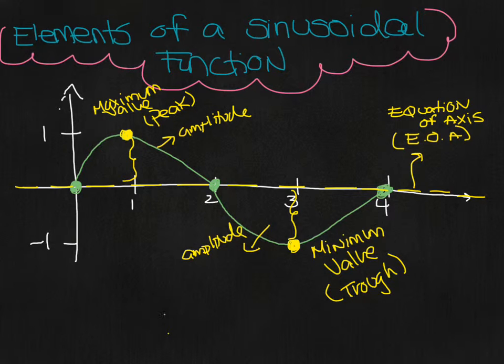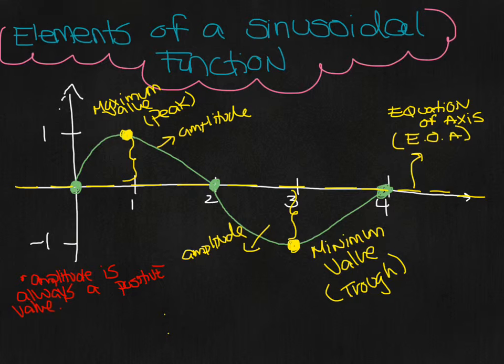Now, I want you to make a very important distinction here. Amplitude can never be negative. It is always a positive value. The negative just tells you the direction in which you are measuring from the equation of axes.